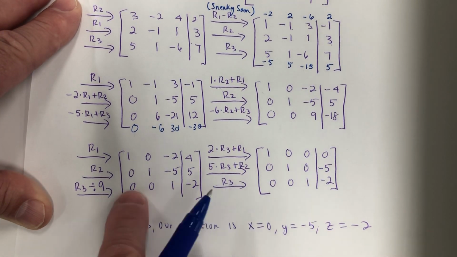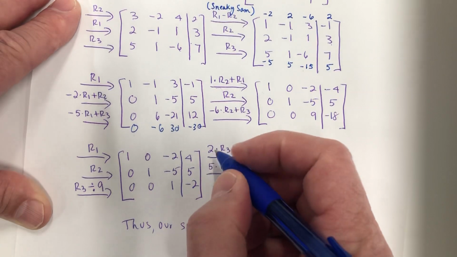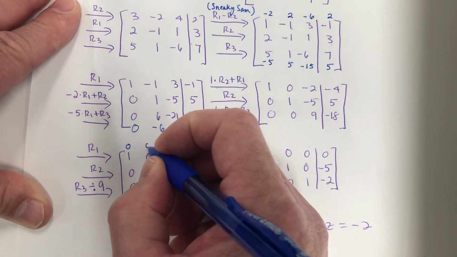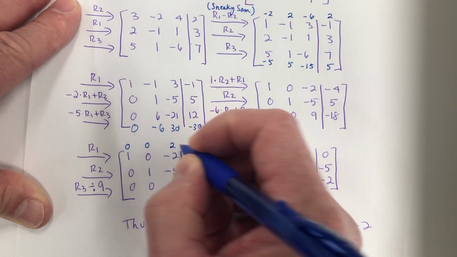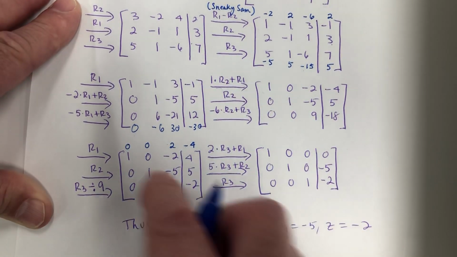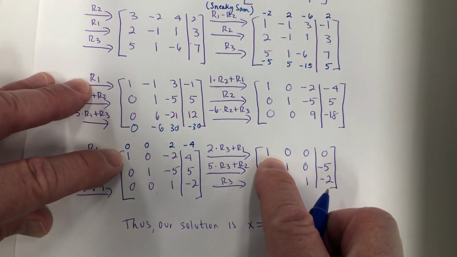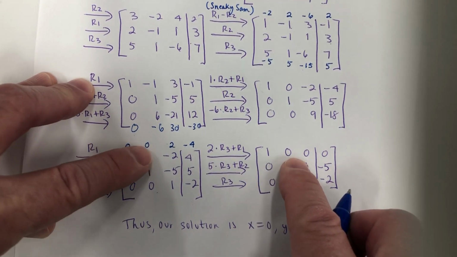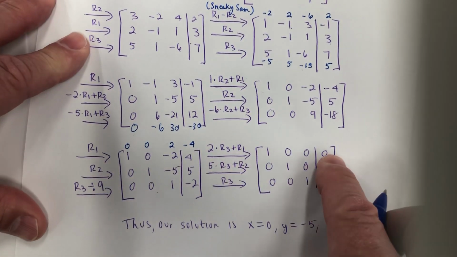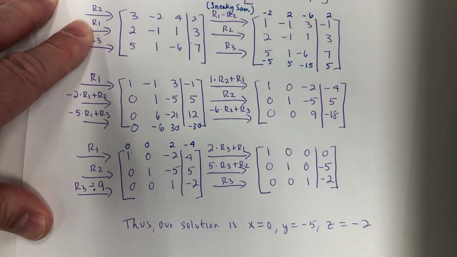So row 3 is going to get multiplied by 2. 2 times 0 is 0. 2 times 0 is 0. 2 times 1 is 2. 2 times negative 2 is negative 4. And when we add those together, 0 plus 0 is 0, 0 plus 0 is 0, 2 plus negative 2 is 0, and negative 4 plus 4 is 0. So that's our new first row.